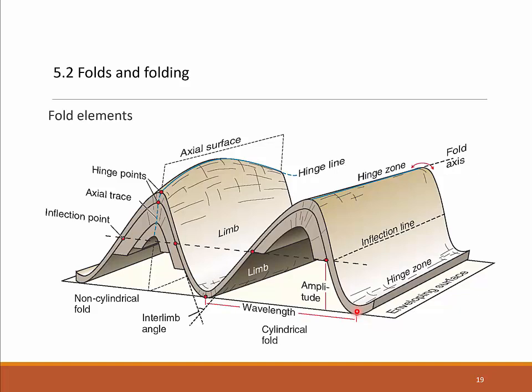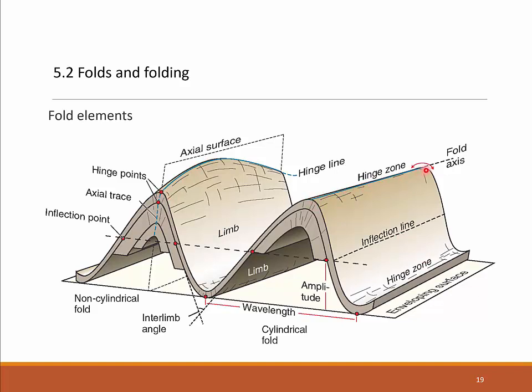The wavelength is measured from synform to synform or from antiform to antiform. The amplitude is the height between a hinge and the inflection line, which we find typically about halfway along a limb between the two neighboring hinges. We also see here that folds along the hinges often are non-cylindrical. That means that the hinge is curving, and this might result in different plunge directions of the hinge line that you can measure in the field.